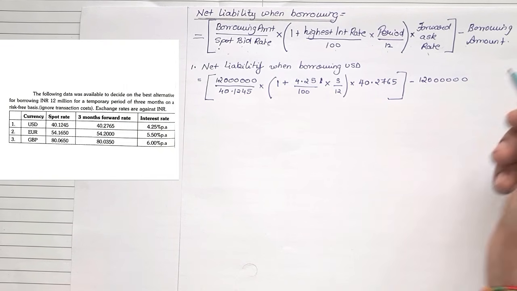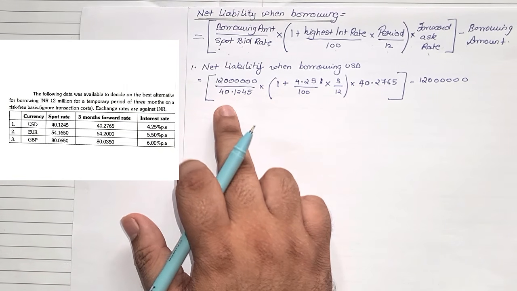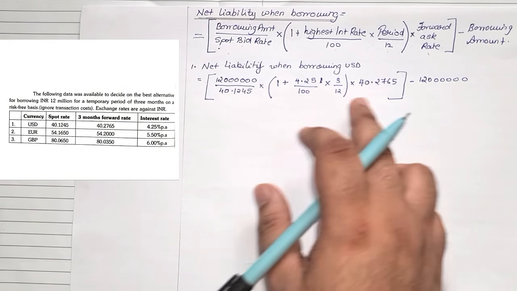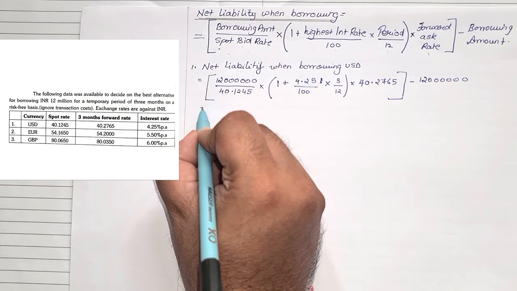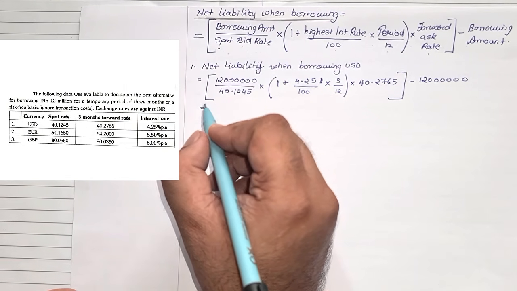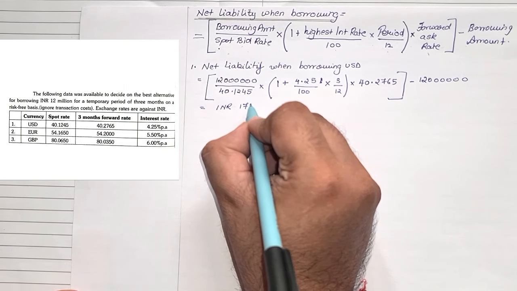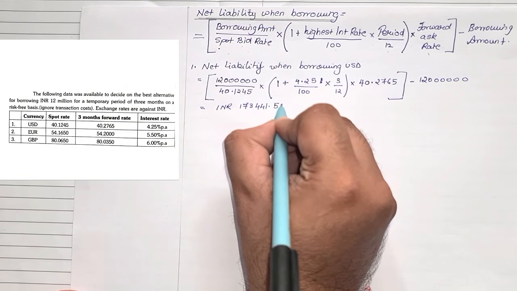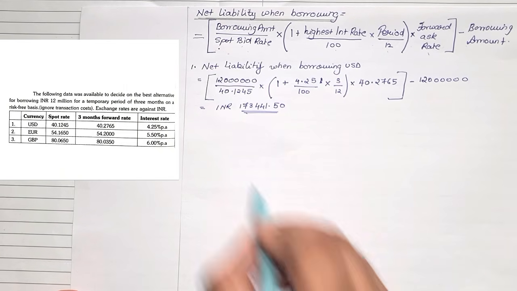that's 12 million. Okay, so once you have done that, we have 1 crore 20 lakh upon 40.1245 into 1 plus 4.25 upon 100 into 3 divided by 12 into 40.2765 minus 1 crore 20 lakh. Once you solve this, you all should get the value, everything in rupee, INR 1,73,441.50. Okay, from the first one.